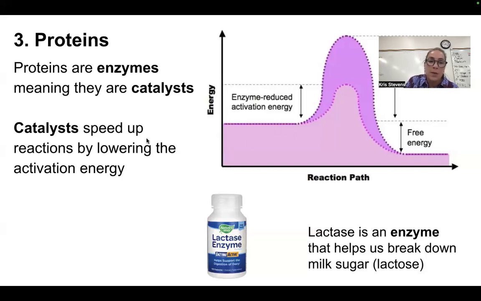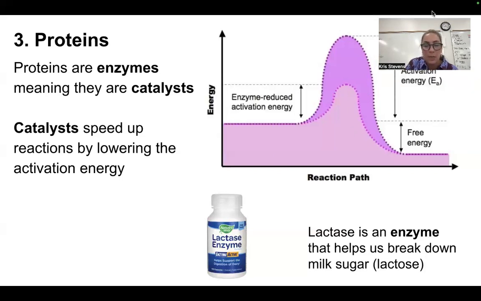So how do catalysts speed up reactions? By lowering the activation energy, the energy needed to start the reaction. But everything else after that is going to be the same. Okay.